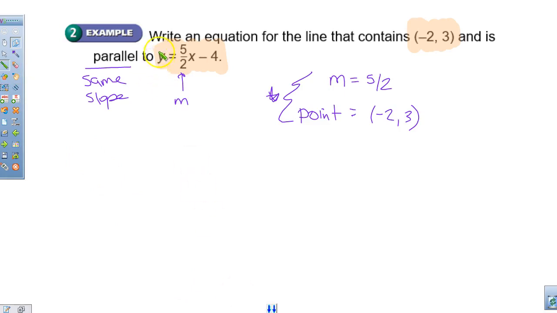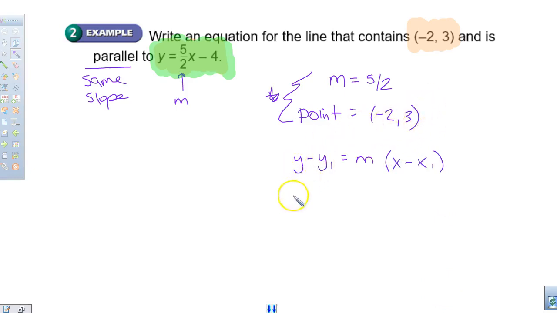Now, because this equation is written in slope-intercept form, we need to write our equation in slope-intercept form as well. That's our overall goal. But currently, I'm given a point and I'm given the slope. And we recently learned about point-slope form. So I'm going to start by putting this in point-slope form, which is y minus y1 equals m times the quantity x minus x1.